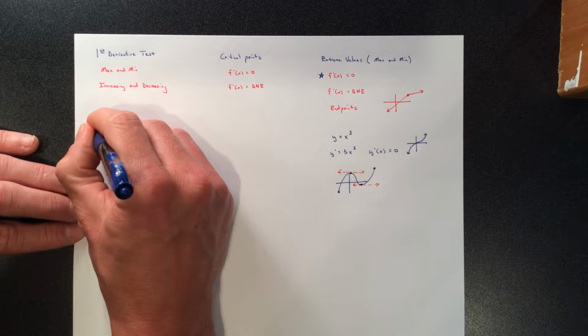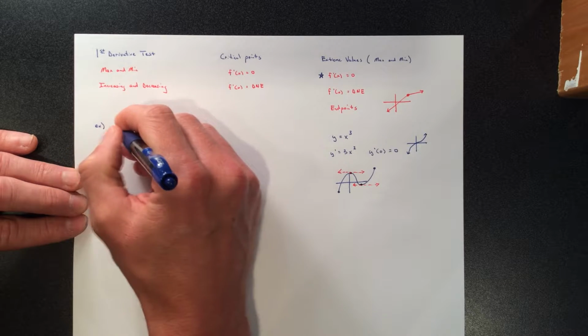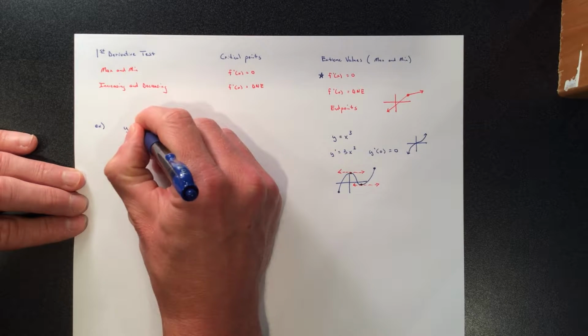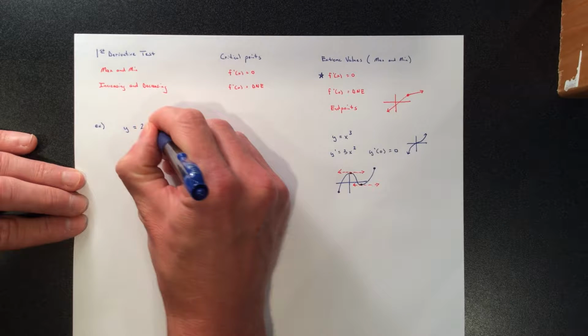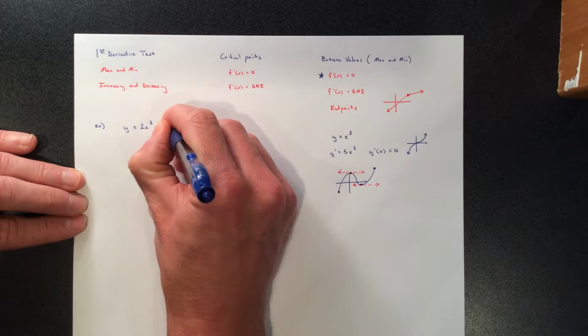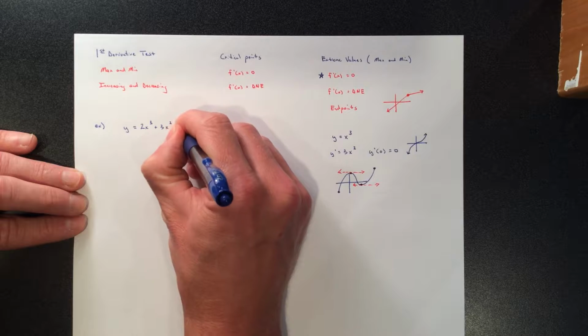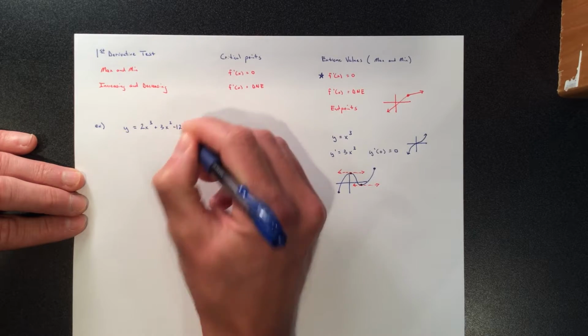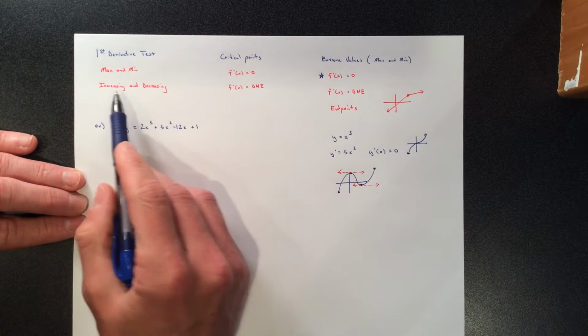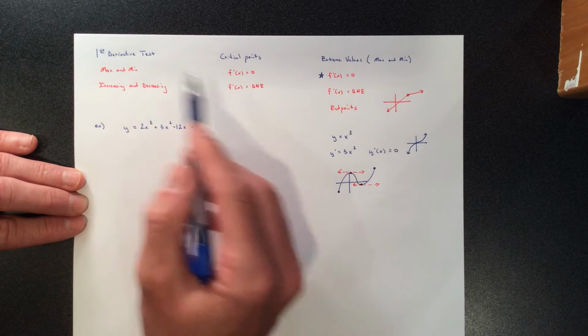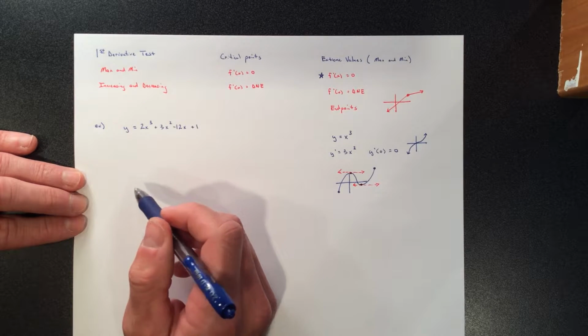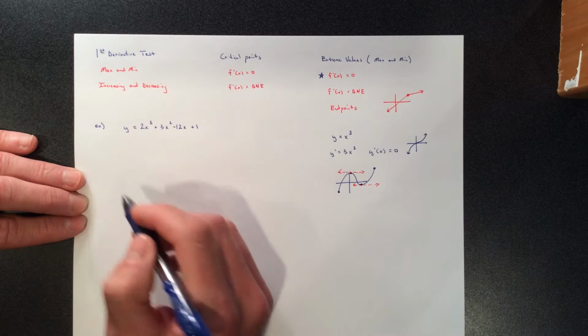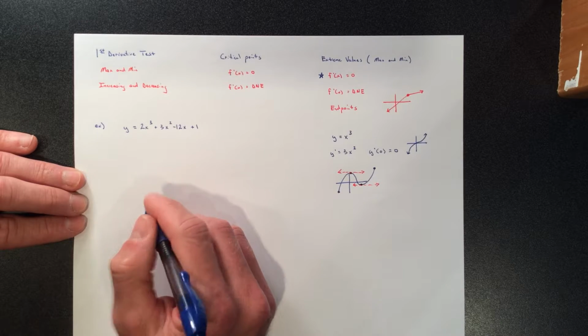Okay, so let's just start out with our first example, and I'm going to take you through, I think, 5 of them. Y equals 2x cubed plus 3x squared minus 12x plus 1. Okay, so let's find the maxes and mins, and let's find where the function's increasing and decreasing, and we're going to use a sign chart and the derivative to take you through that, and then we can sketch what the function looks like without a calculator.